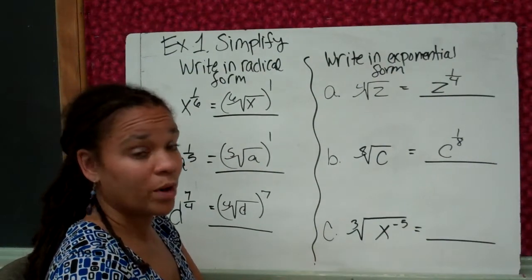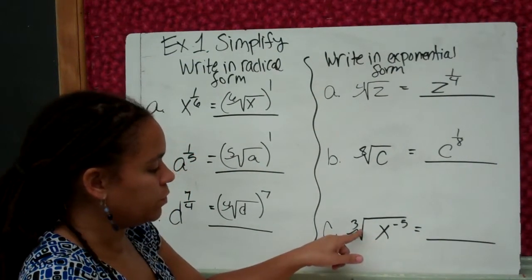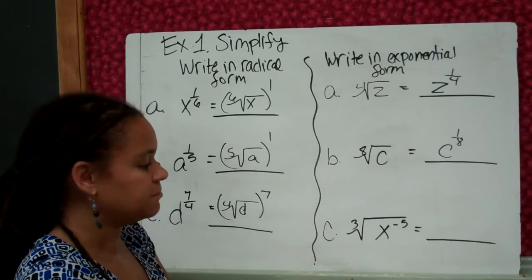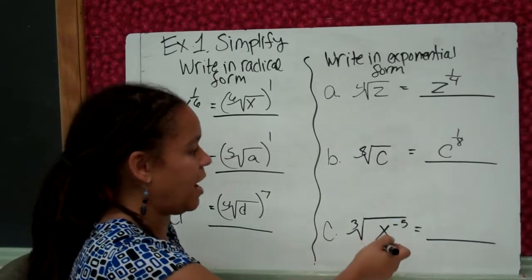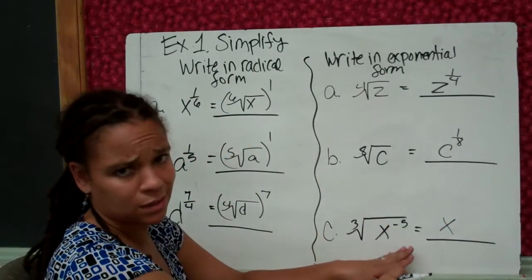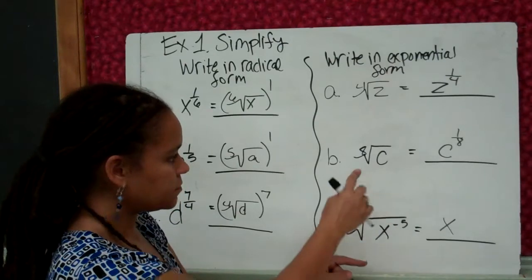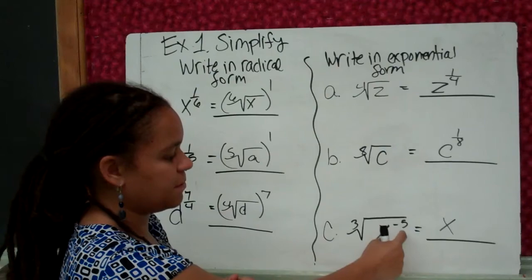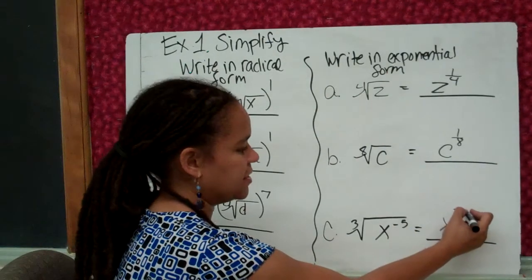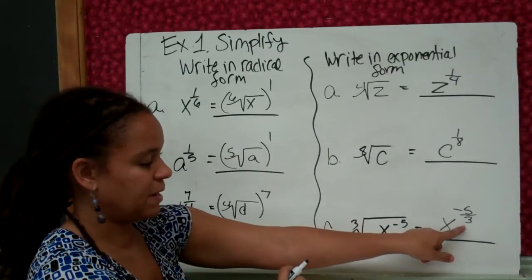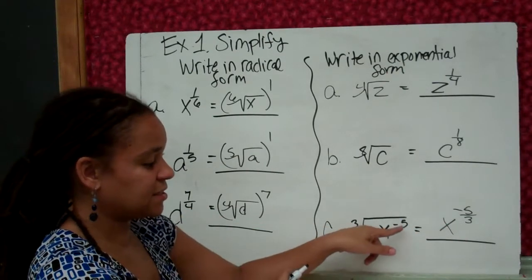Now look here, we have the cube root of x to the -5. So what do you think that's going to be? Remember, don't let the negative throw you off. Just like we have our 8 here, this is going to be our denominator, and this is going to be our numerator. So x to the -5/3. So that really turns back into the cube root of x to the -5.